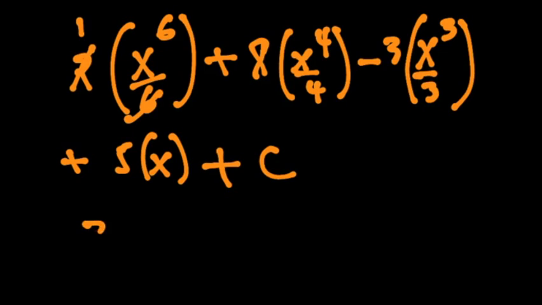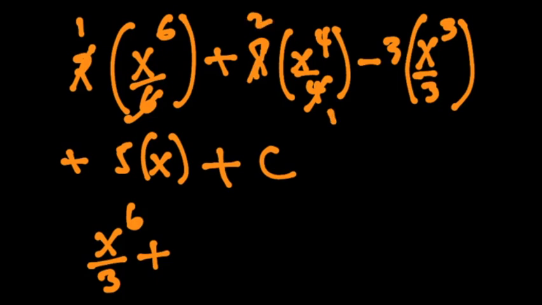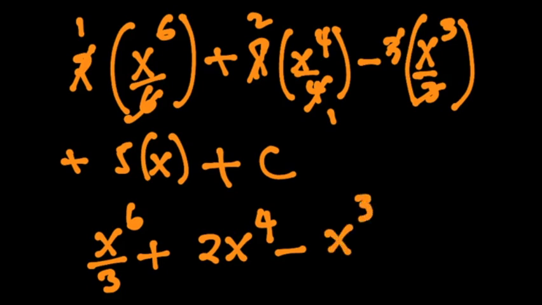So we have x to the power of 6 over 3 plus, by 4, 1 by 4, 2. So we have 2x to the power of 4, plus minus 3 by 3 is 1, so x to the power of 3 plus 5x plus c is your answer.